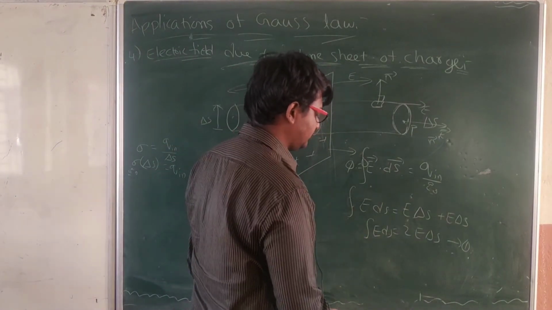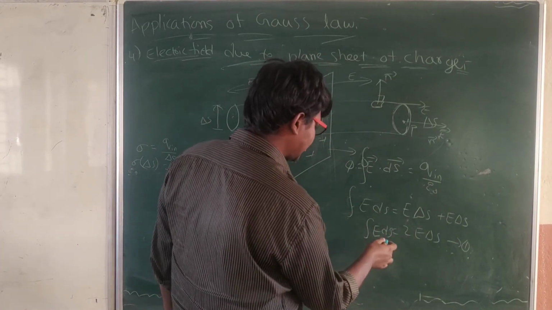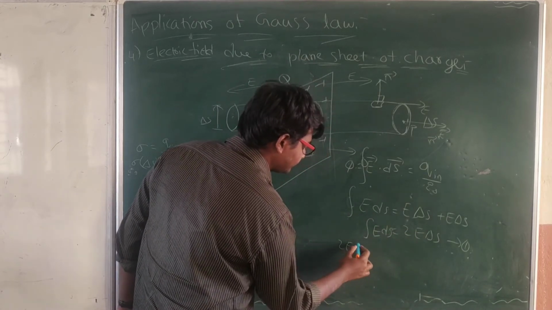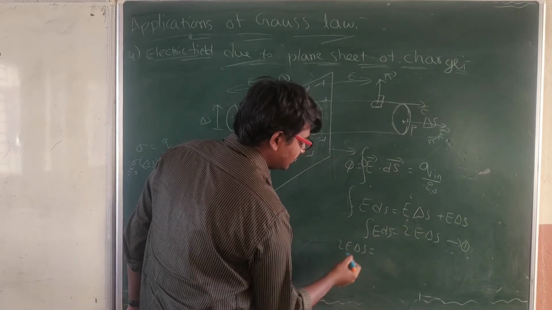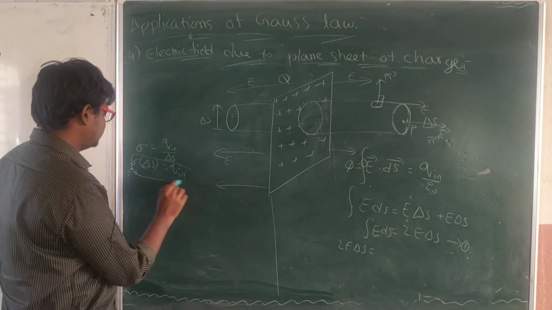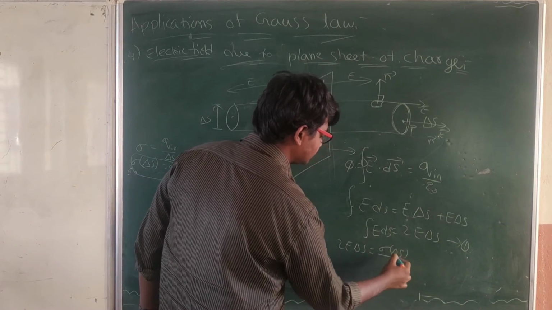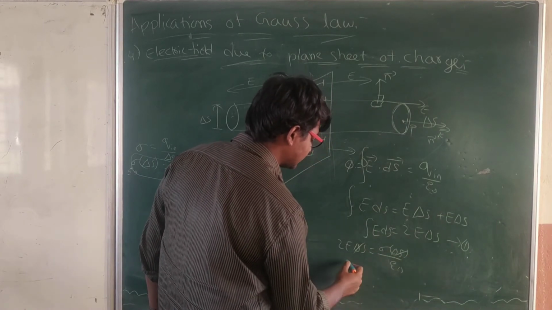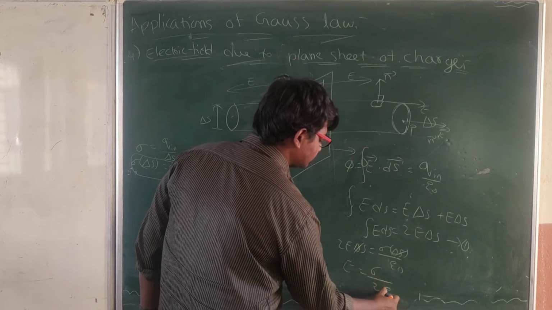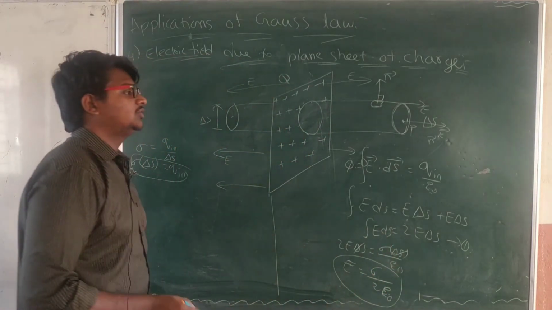Let's substitute in the equation, then integral ds in that place we can substitute. This one is okay. 2E delta s is equal to q inside by epsilon naught. What is q inside? This one, sigma delta s by epsilon naught. Delta s and delta s get cancelled. E is equal to sigma by 2 epsilon naught. Simply now, electric field E is equal to sigma by 2 epsilon naught.